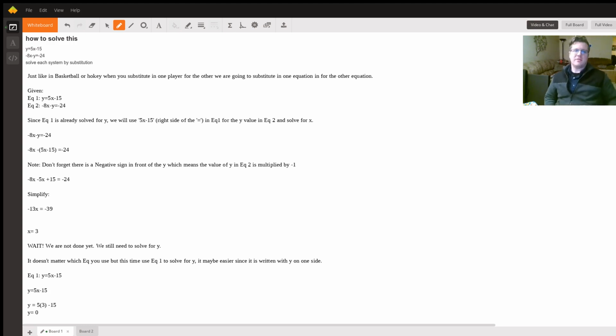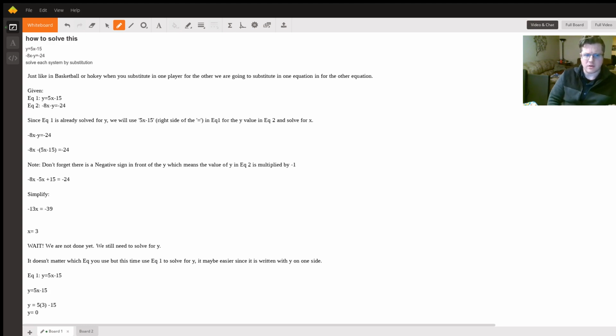I'm going to be reading this off just so you have the text, scrolling through it and explaining it. So substitution, just like in basketball or hockey, when you substitute in one player for another, we are going to be substituting in one equation for another equation. This is what we are given. The two equations, I will label them equation 1 and equation 2.